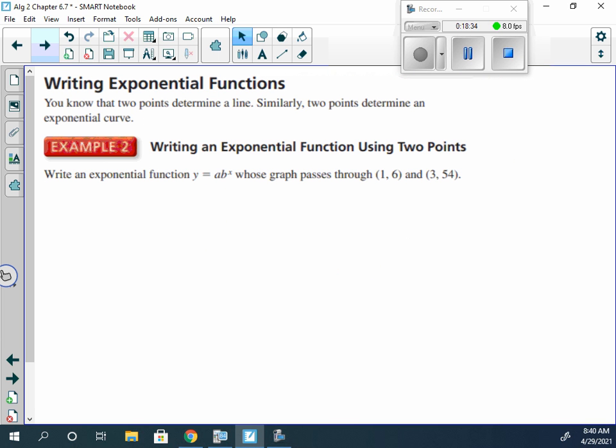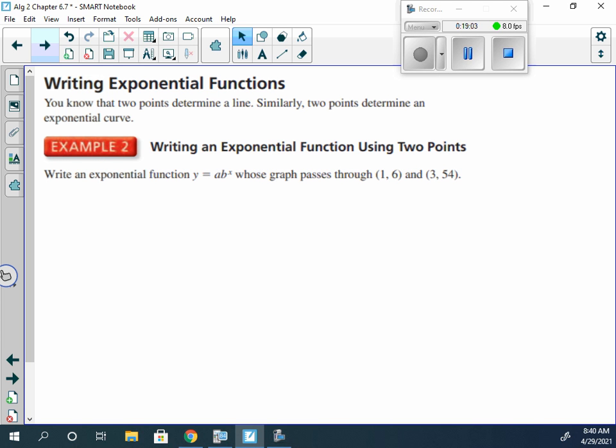You know that 2 points determine a line. Similarly, 2 points determine an exponential curve. We can use 2 points to determine what an exponential curve is. Now, an exponential function is going to come in the form of y equals a times b to the x. And we're going to use this equation and these 2 points to find out what the function is itself.